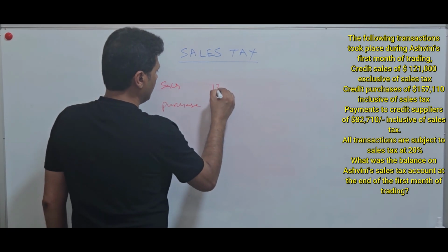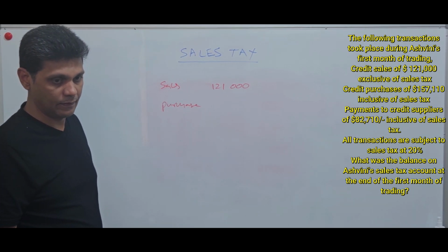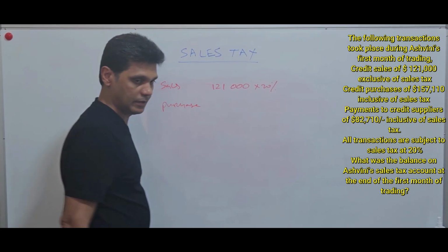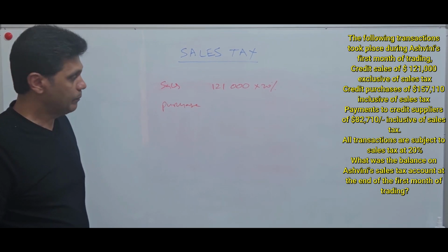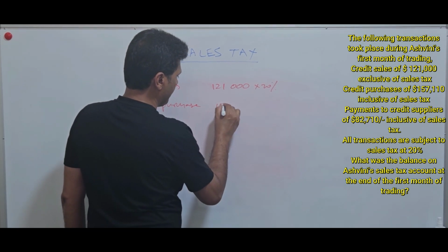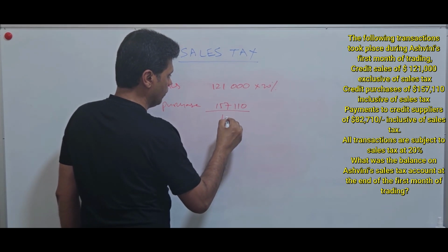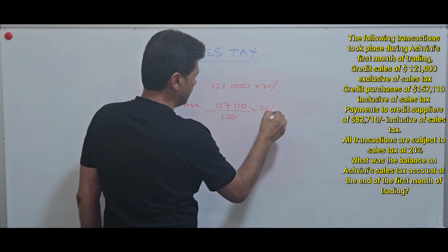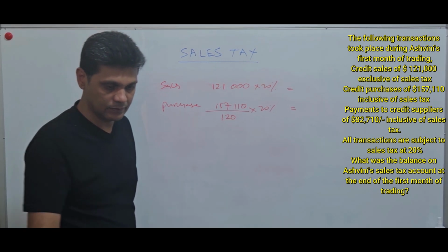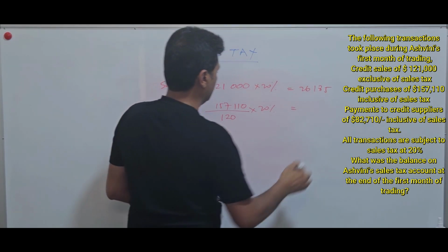121,000. Is it inclusive of tax or excluding tax? Exclusive. Okay, so then straight away we can calculate 20% on this, if it is excluding tax. Then purchases, how much is purchases? 157,110. So to calculate the VAT or sales tax component, divide by 120 times 20. How much is your sales tax? 26,185. What?